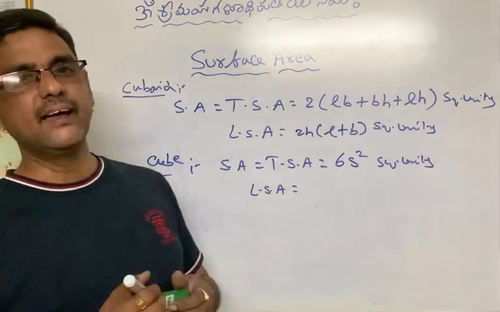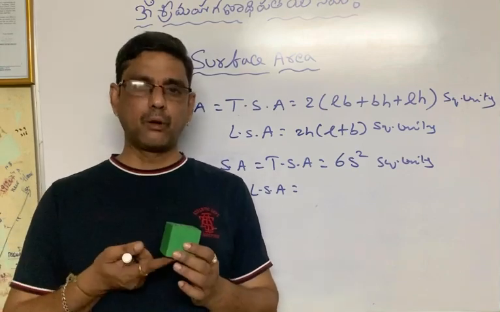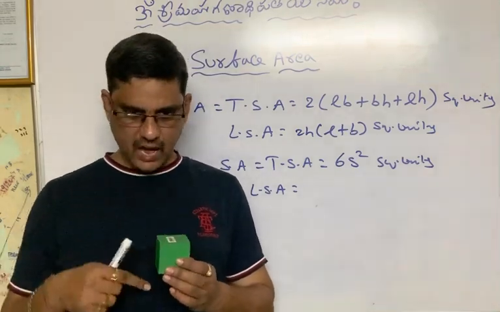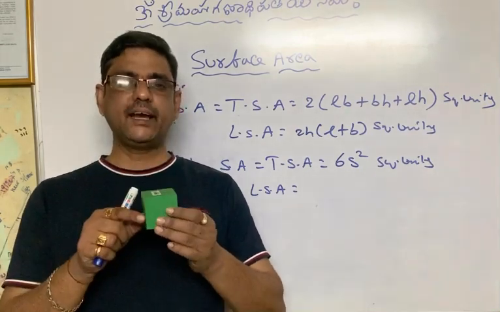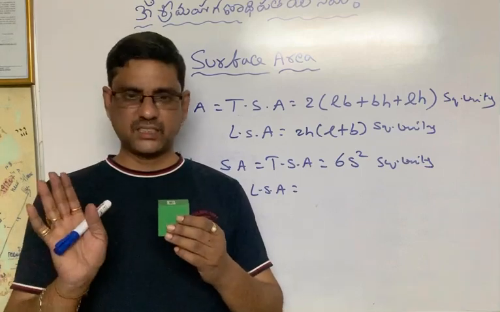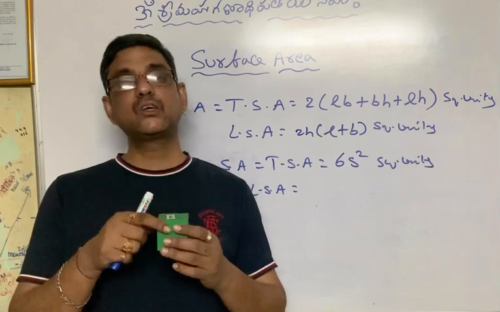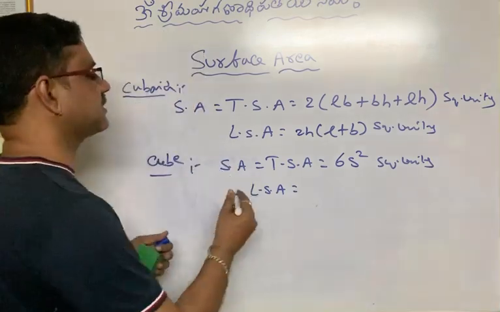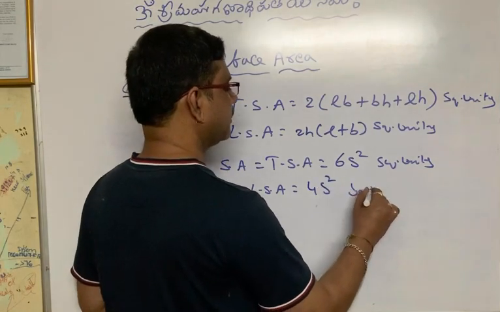Now, LSA, lateral surface area. As I said before, lateral surface area means excluding top and bottom. The remaining faces' area is called lateral surface area. Here, there are 6 faces in total; exclude top and bottom, and the remaining 4 faces are also squares. So their area is 4s square. So, the lateral surface area of a cube is 4s square units.